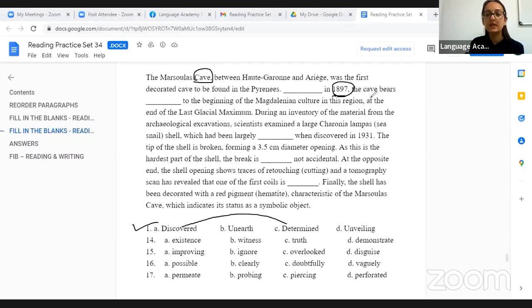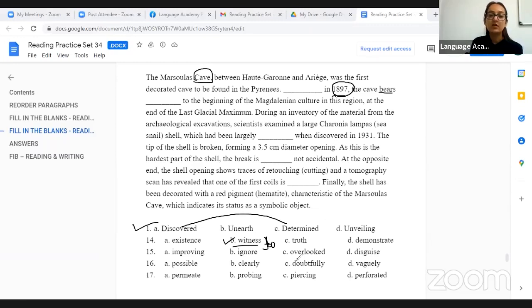In 1897, the cave bears dash to the beginning of a culture in this region at the end of this time period. This most of you have done wrong, maybe because it's a collocation. Bears witness to something is a collocation. These three words come together. You can note it down in your list of collocations. Bears witness to. Bear witness to means it is a proof that something existed in the past is when we use this collocation. Bear witness to means this thing is a proof that something was there.